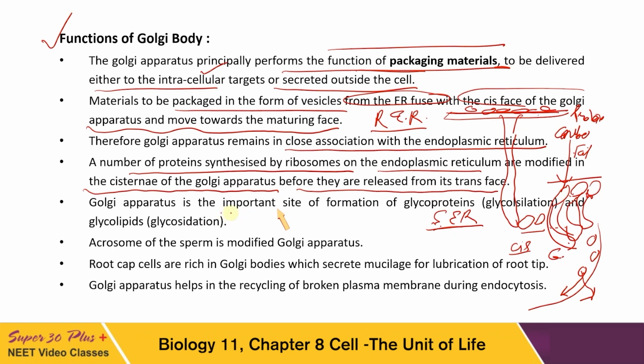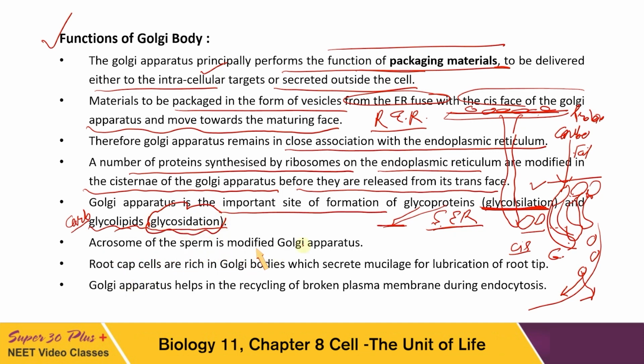Golgi apparatus is an important site of formation of glycoprotein. That is, when the carbohydrate combines with protein, it will be known as glycoprotein. The process is known as glycosylation, important. When the carbohydrate combines with lipid, that will be known as glycolipids. The process is known as glycosidation. Glycosylation for that one, and glycosidation for this one.